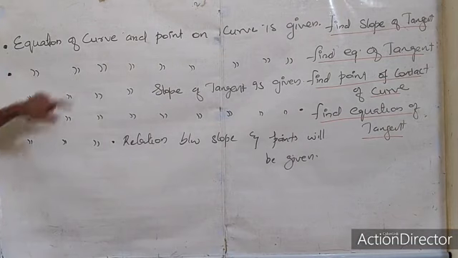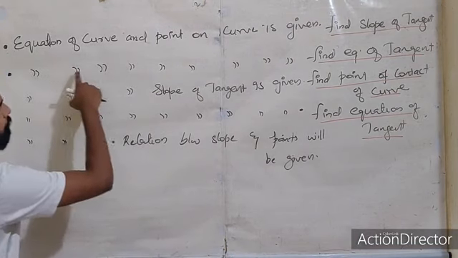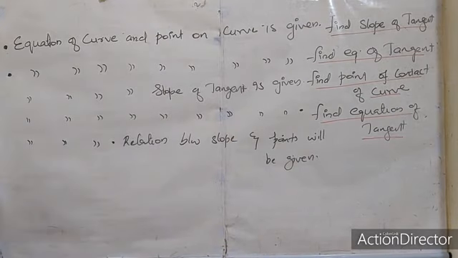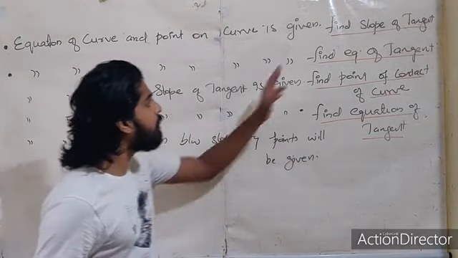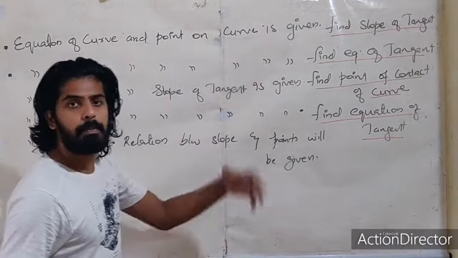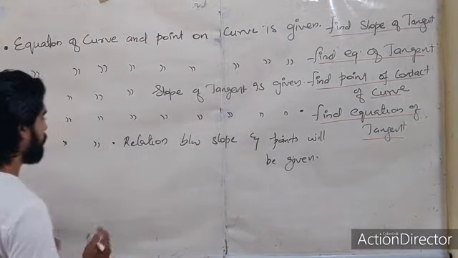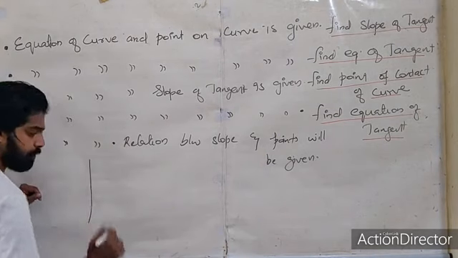So equation of the curve is given. This is ditto. So equation of the curve and the point on the curve are given. What you have to find is the equation of the tangent at that point. So equation of the curve and a point is given.